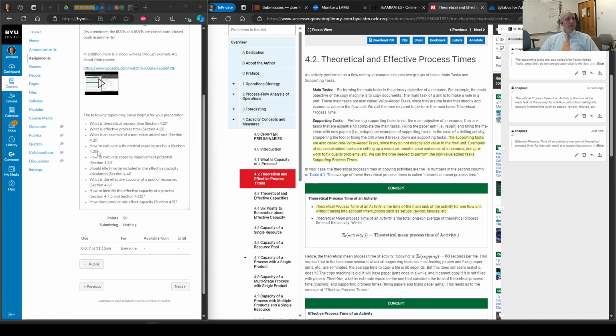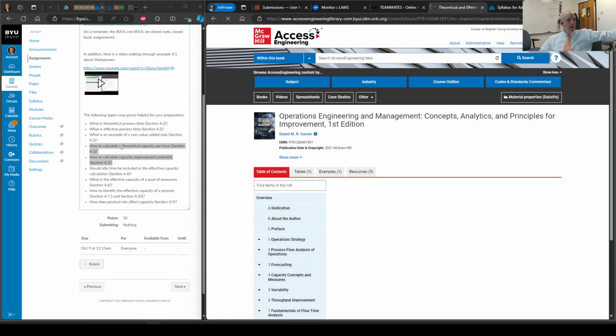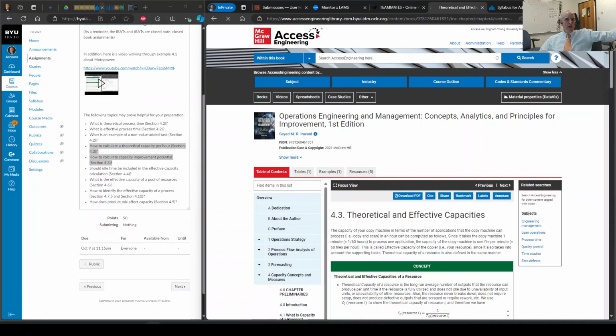Some of the other topics here, let's go to the next two. These are in 4.3. So if we go to section 4.3 in the textbook, we can identify how to calculate a theoretical capacity per hour.